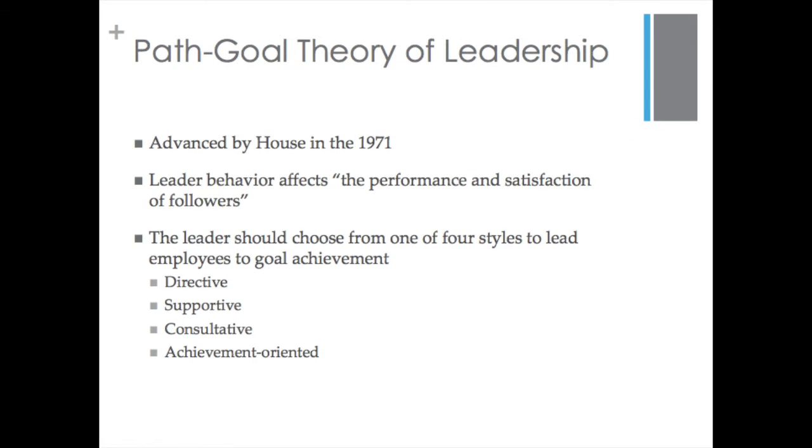The third theory we'll look at is the path goal leadership theory. The path goal theory was developed by House in 1971. According to Lussier, House theorized that employee performance and satisfaction go hand in hand with the leader's ability to choose from among four leadership styles: directive, supportive, consultative, or achievement oriented.